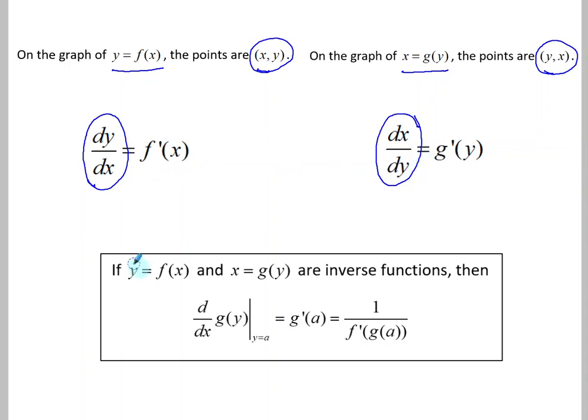So an important note: if y equals f of x and x equals g of y are inverse functions, then the derivative with respect to x of g of y, where y is a value of a, is the same as saying g prime of a, which is 1 over f prime of g of a. This is what we noticed in the beginning when we did the derivative of that composite function. Let's apply this to some examples and see how it can work for us.